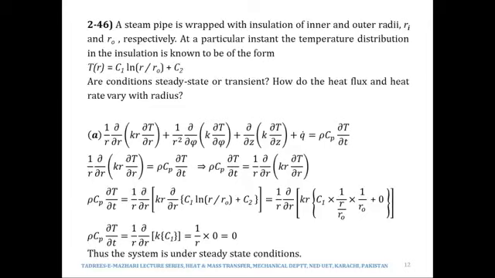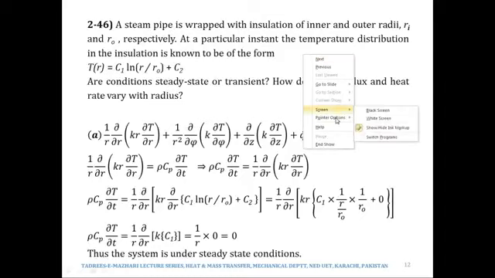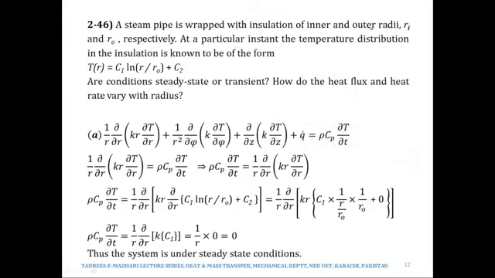The next problem is 2-46. It says a steam pipe, means we would be dealing with cylindrical coordinate systems because it is a pipe. So a steam pipe means a pipe that carries steam, wrapped with insulation of inner and outer radii Ri and R0 respectively. So there is a pipe and there is then insulation outside the pipe. The inner radius of that insulation is Ri and the outer radius of that insulation is R0.